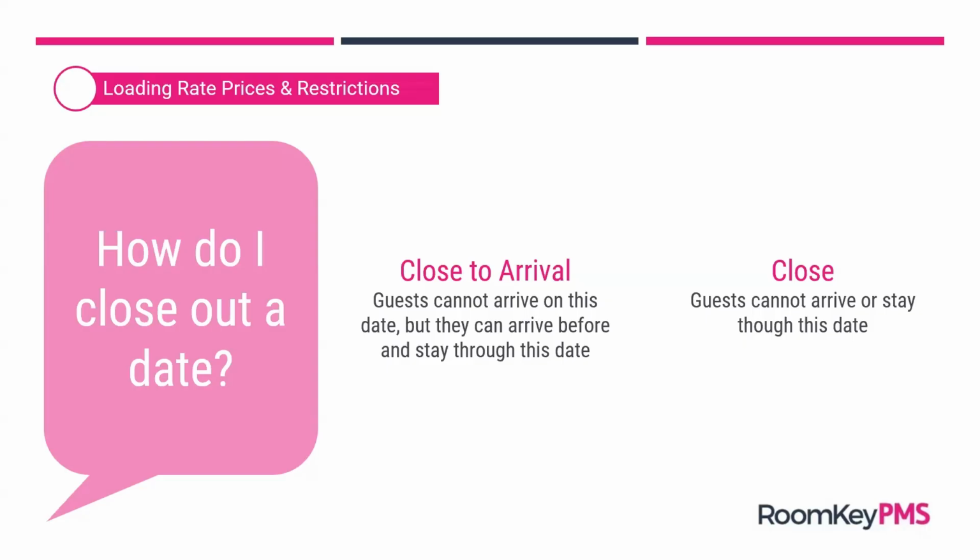Now, when you close to arrival, this means that the guest cannot arrive on a specific date, but they can stay through the date. So let's say if I was to put a close to arrival on Christmas Eve, December 31st, it means that guests cannot arrive on the 31st, but they could arrive on the 30th and stay through the 31st and check out on January 1st. So a couple of different options there, depending on what you want to do whenever you close out a date.